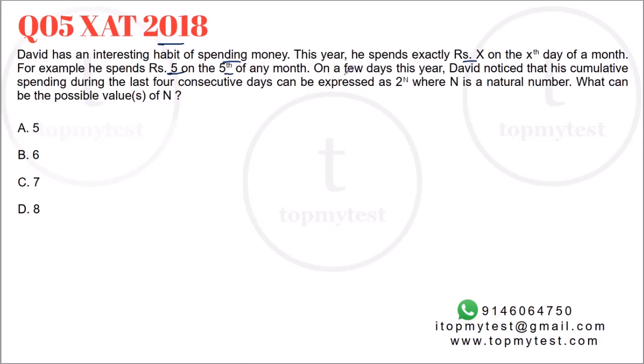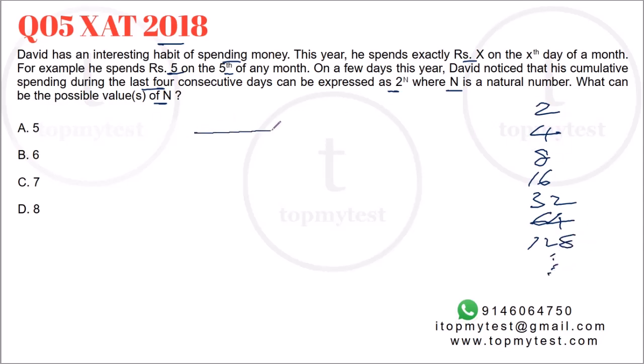On a few days this year, David noticed that his cumulative spending during the last 4 consecutive days can be expressed as 2 to the power n, where n is a natural number. What can be the possible values of n? Right. So it has to be powers of 2. So n is a natural number, so it can be 2, 4, 8, 16, 32, 64, 128, so on. So the sum of the amount spent on last 4 days, right? This adds up to one of these values. It can be 2, 4, 8, 16, and so on.